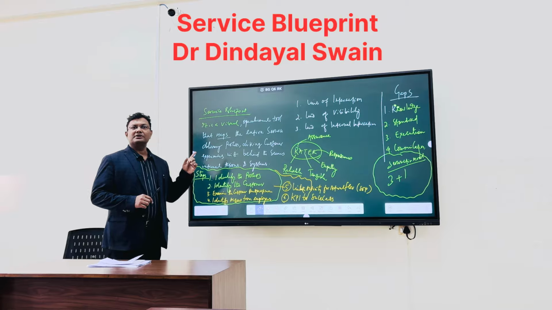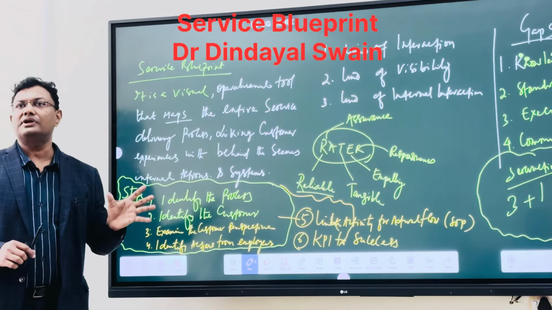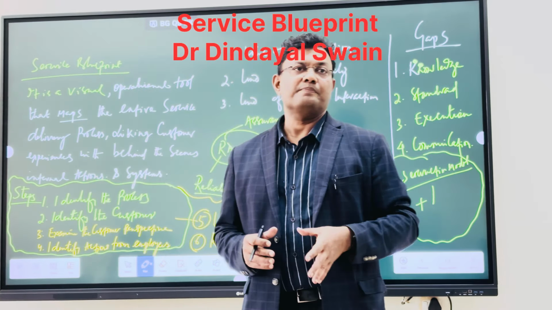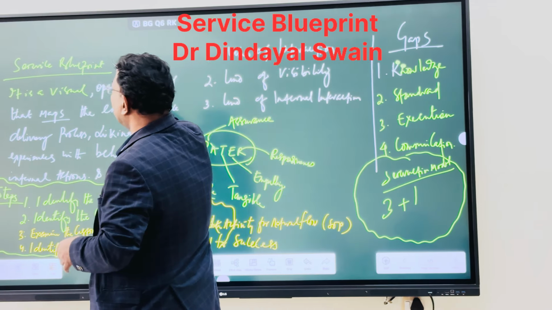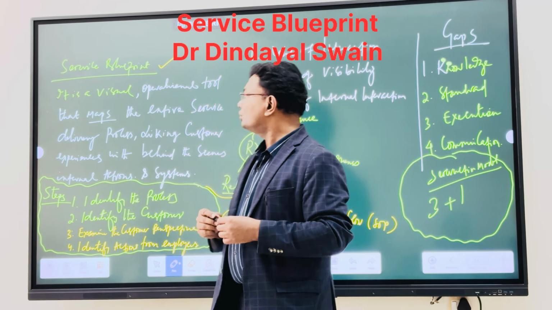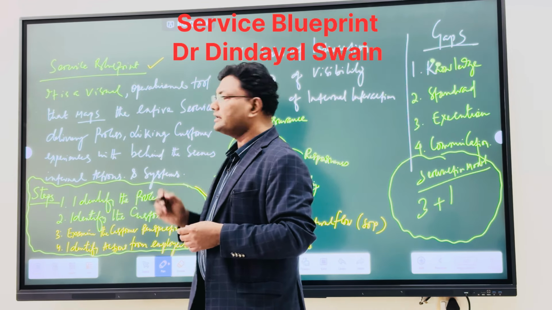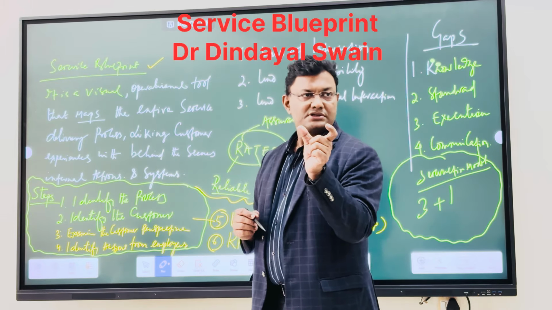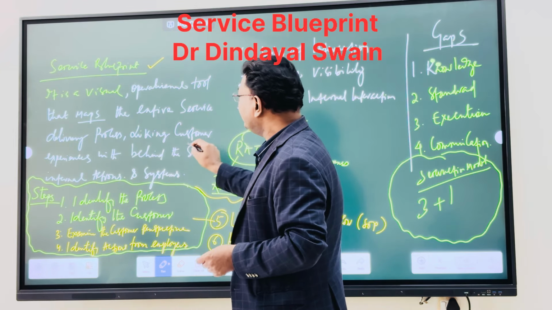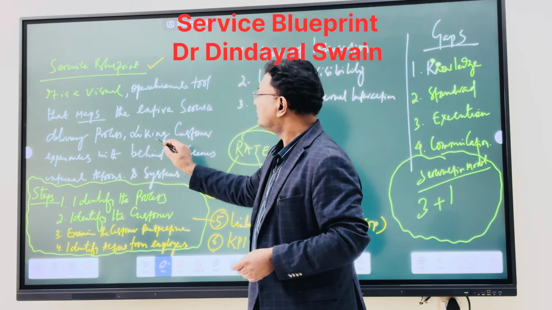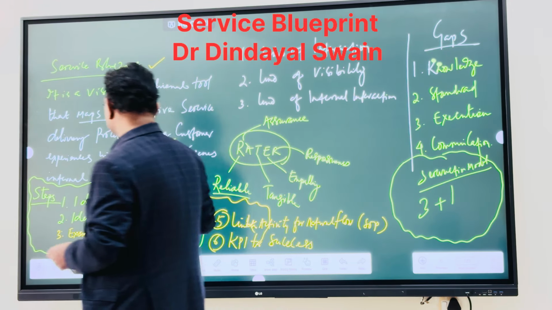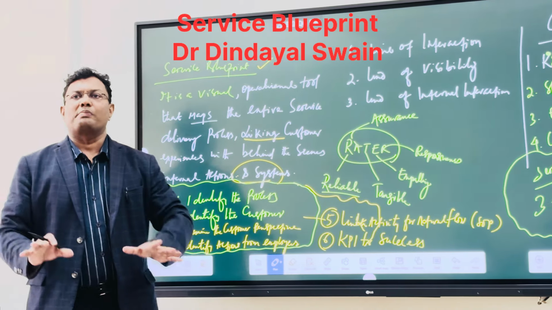Now, as we discussed in the case, a service blueprint is very, very essential for any organization to make its services visible and efficient. So every organization should have a service blueprint. And what is a service blueprint? It is a visual operational tool that maps the entire service delivery process. So basically you map the service delivery process. It's a roadmap for the service you are going to offer, linking customer experiences with the behind-the-scenes internal actions and systems. So basically it is a roadmap in a nutshell.